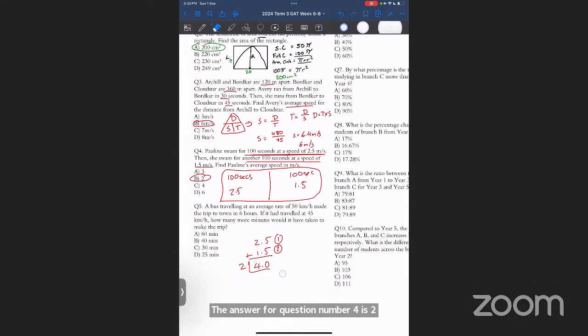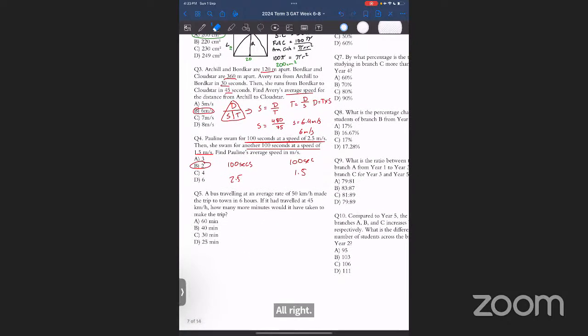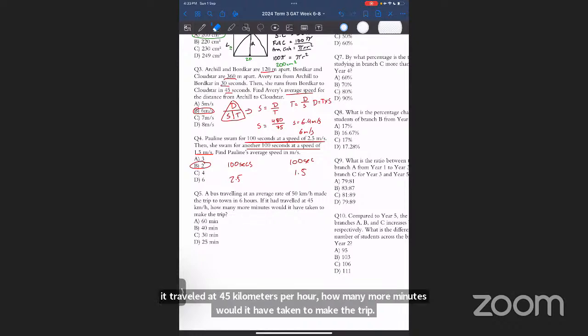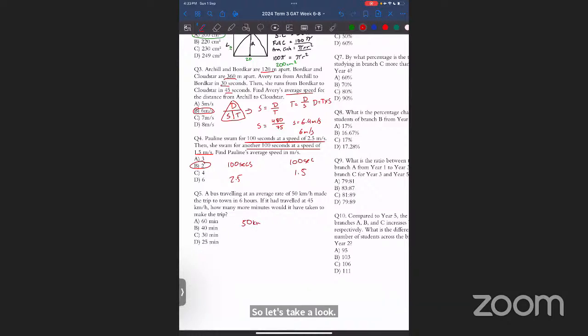All right. Question number 5. A bus traveling at an average rate of 50 kilometers per hour made the trip to town in 6 hours. If it traveled at 45 kilometers per hour, how many more minutes would it have taken to make the trip? So let's take a look. It traveled 50 kilometers per hour and it traveled for 6 hours.